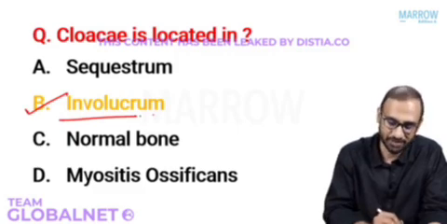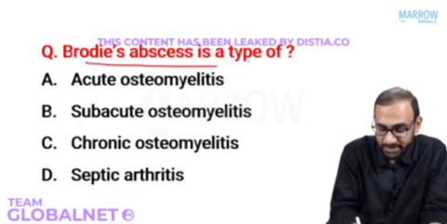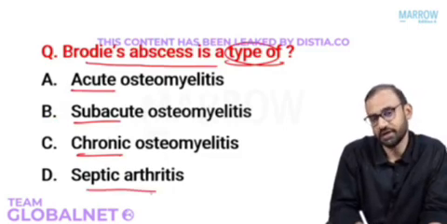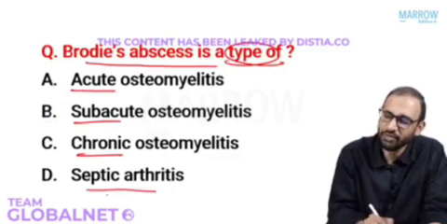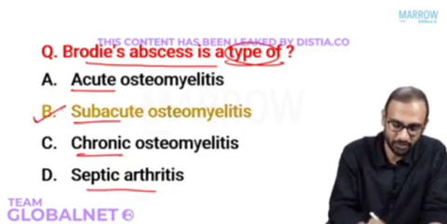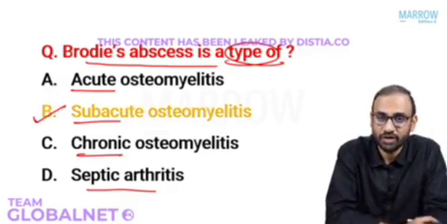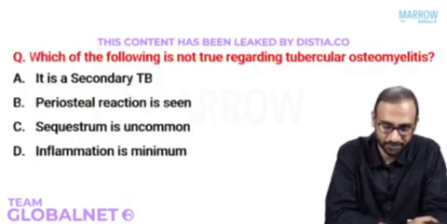That's the answer. Next, Brodie's abscess is a type of acute, subacute, chronic osteomyelitis or septic arthritis. So Brodie's abscess is a type of subacute osteomyelitis. Garre's sclerosing osteomyelitis is a type of chronic osteomyelitis.